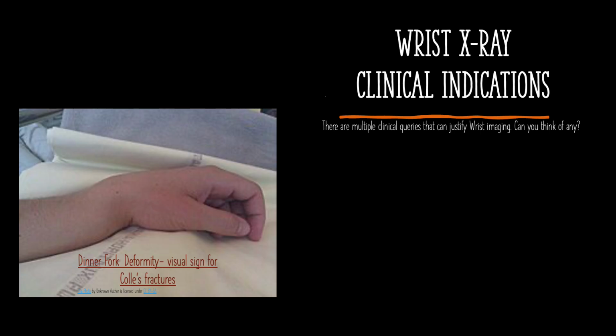So before we go on and image a wrist, we must know some clinical indications that justify this type of imaging. So I have a list here that I'm going to show, but if you want to have a wee think about some before I show the list, we have a hint here: a picture demonstrating a dinner fork deformity, which is usually a visual sign for Colles fractures. And this is posterior displacement of a fracture fragment at the distal end. So I'll show you my list here.